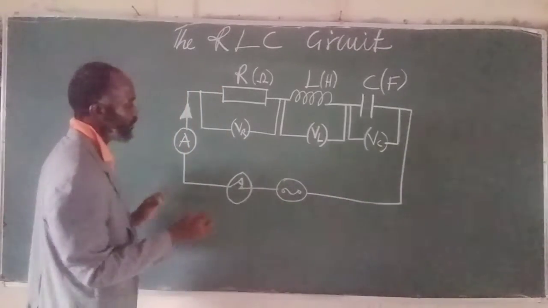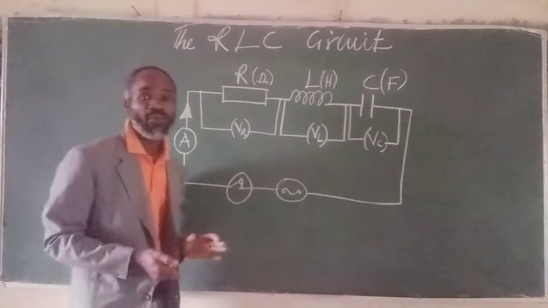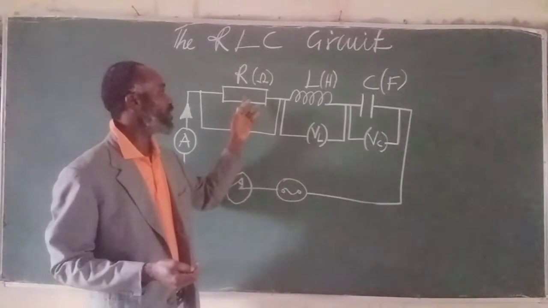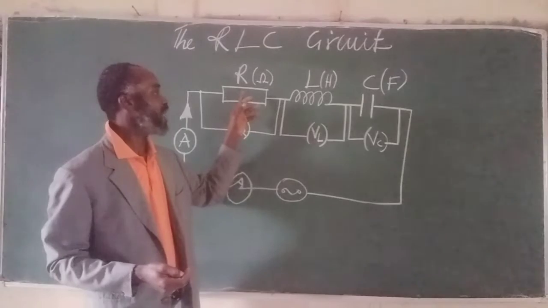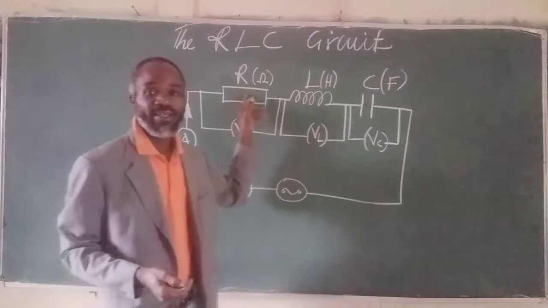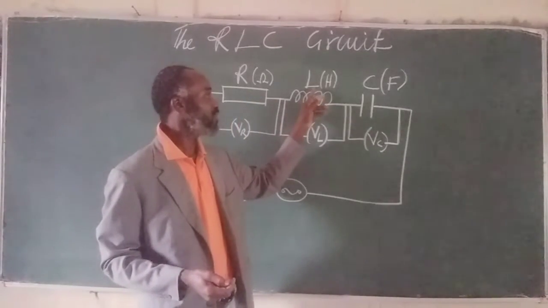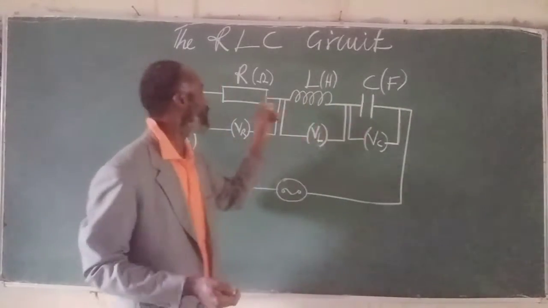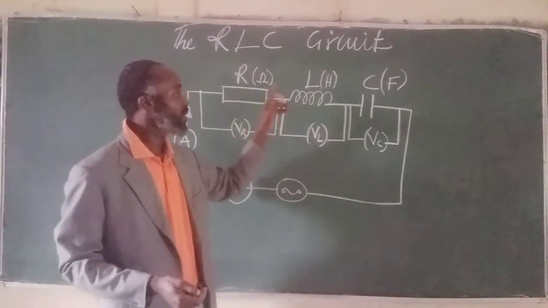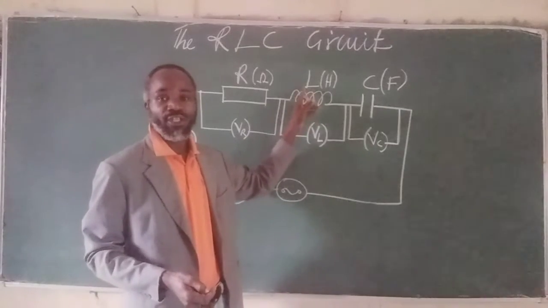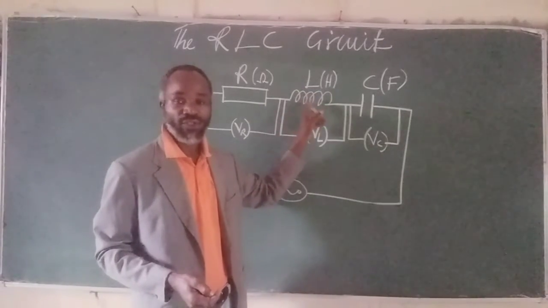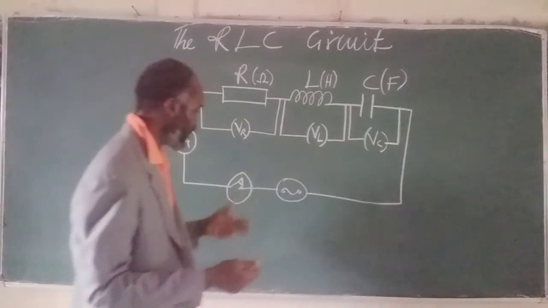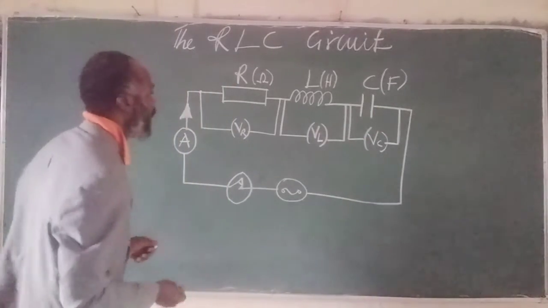We have the three components. So the thing we are going to do is to find the resistance here, and then the inductive reactance and the capacitive reactance. I repeat, the resistance of the resistor, the inductive reactance of the inductor, and the capacitive reactance of the capacitor. So these are three things we're going to look at as we analyze this.